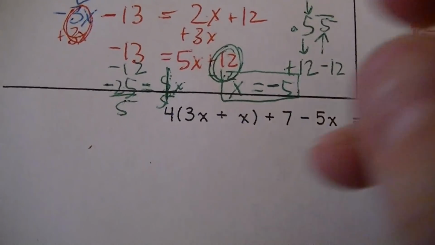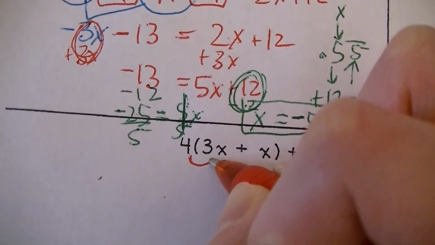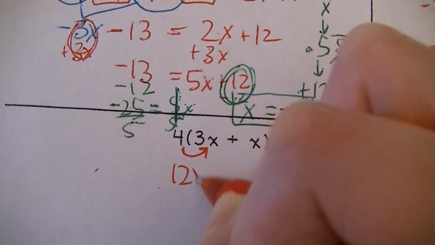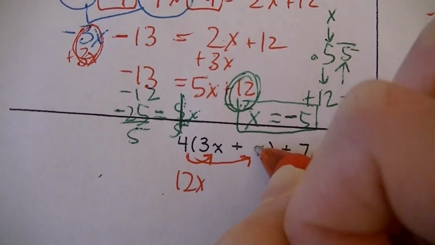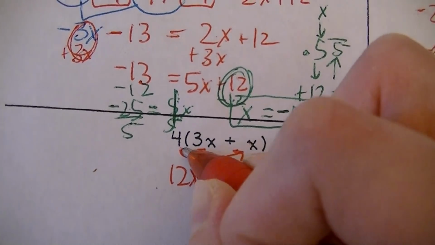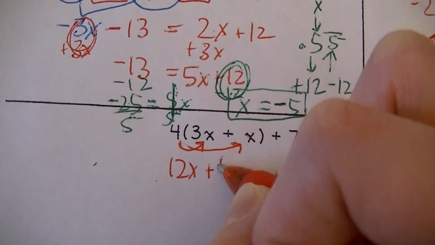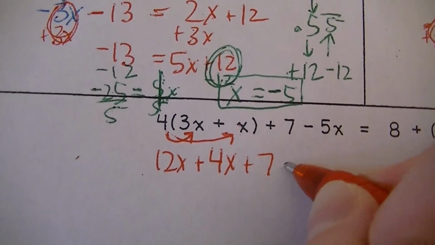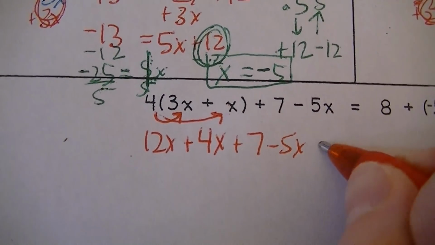So let's start with that left side. 3x times 4, or 4 times 3x, is 12x. 4 times a positive x is a positive 4x. Bring down your plus 7, your minus 5x.